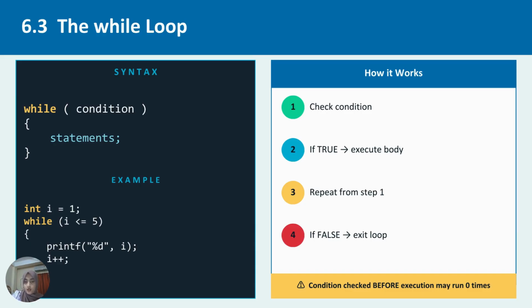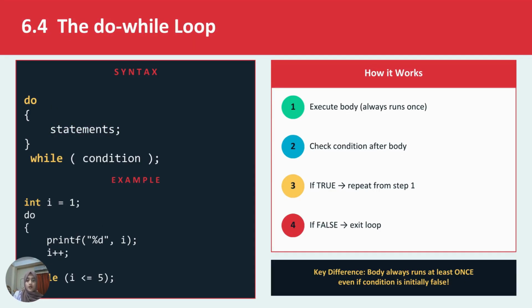Now let's look at the do while loop. The syntax is a little different here. We write the keyword do followed by a body inside curly braces, and then the while keyword with the condition. And notice the semicolon at the end. It's important. So here is how it works. First, the body of the loop executes. Second, the condition is checked after execution. Third, if the condition is true, the loop repeats. And fourth, if the condition is false, the loop ends.